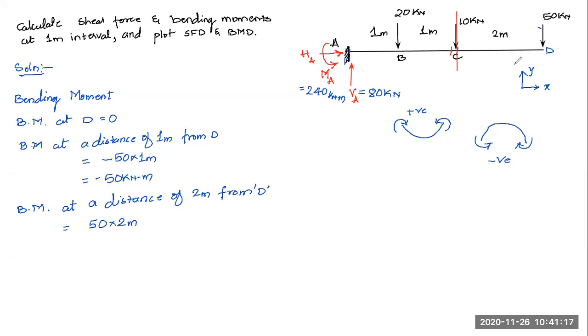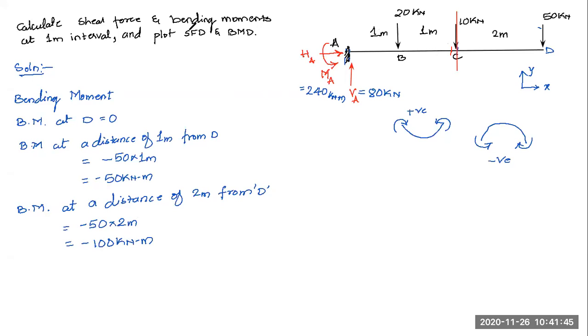Now again, this is an anti-clockwise moment. If you just look at the direction, this 50 kilonewton load will produce an anti-clockwise moment about C. For that reason it will be taken negative, so this comes out to be minus 100 kilonewton meter, the bending moment at C, or at a distance of 2 meters from D.